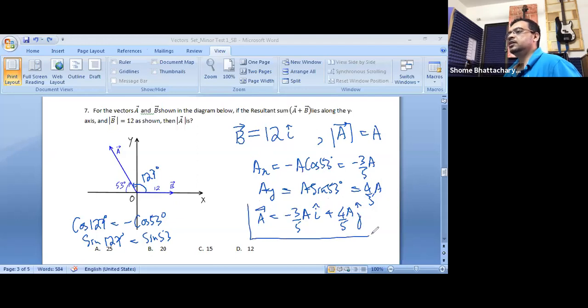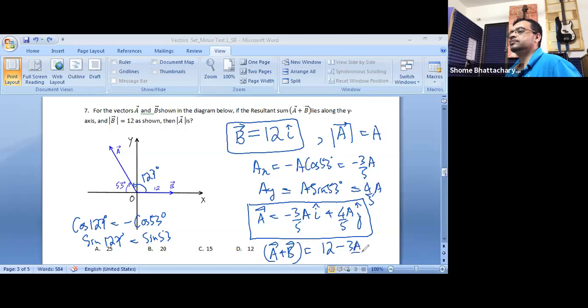So this is my vector A now, whereas this was the vector B. So now what will be their sum? Their sum will have an x component which is 12 minus 3a/5, and a y component which is 4a/5.